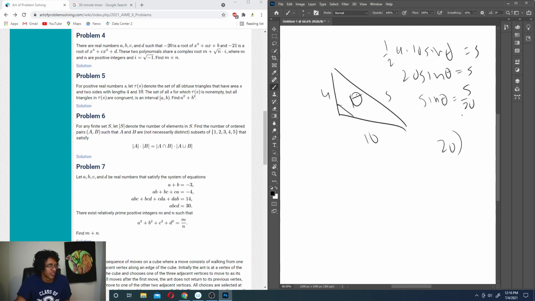Okay, so the problem is that you could either... Oh, but it's always obtuse. How can you have non-congruent triangles?